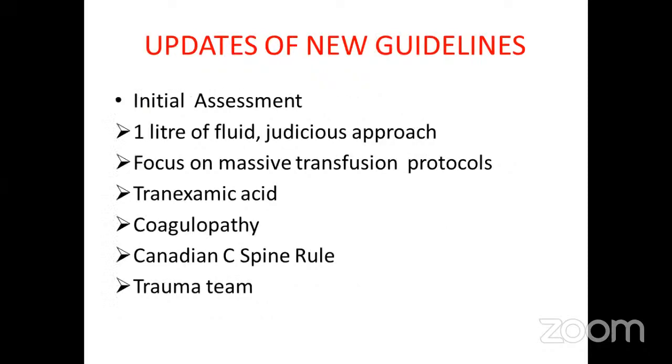And what are the latest updates from the 9th edition to the 10th edition? I'm not going through every aspect, but only the major findings related to this topic will be reviewed here, as the rest will be discussed in the later topics. In the initial assessment, we need to give 1 liter of fluid, which is a judicious approach. Focus on massive blood transfusion protocols and use of IV tranexamic acid. Be aware of the coagulopathy, and the Canadian C-spine rule is added, and the trauma team. We need to have a trauma team to make things happen in order.